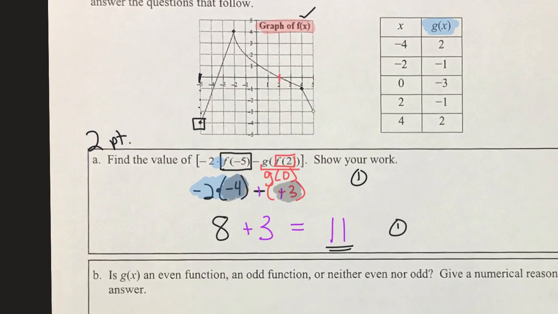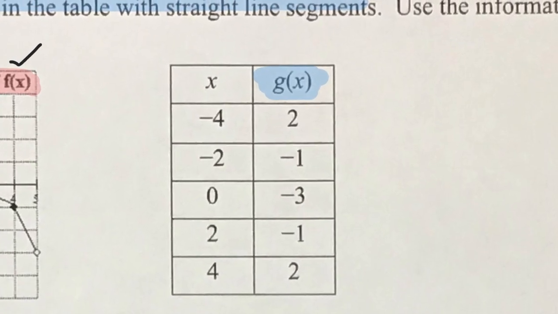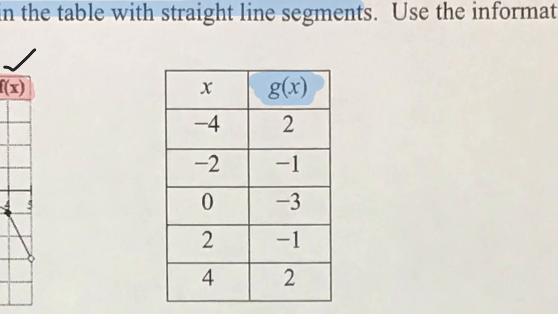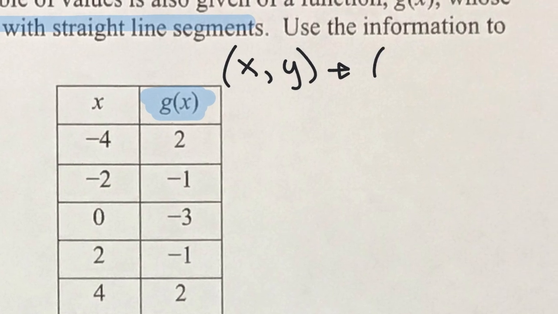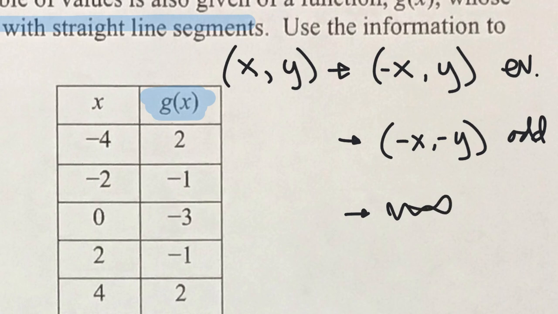Okay, part B says is g even, odd, or neither? So we're looking at g now. Is it even, odd, or neither? Okay, so the x's, of course, change signs. So what are the y's doing? That's really the question. Are the x's changing and the y's staying the same, right? If so, that's even. Are the x's changing and the y's changing? If so, that's odd. And if something else is happening altogether, then that's neither.